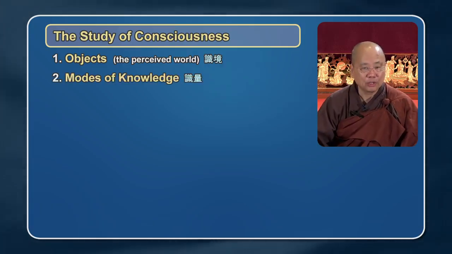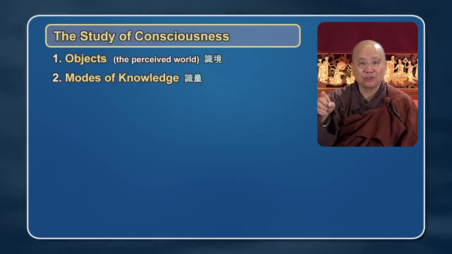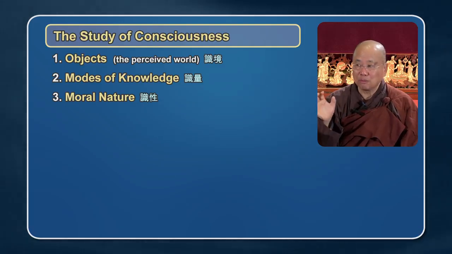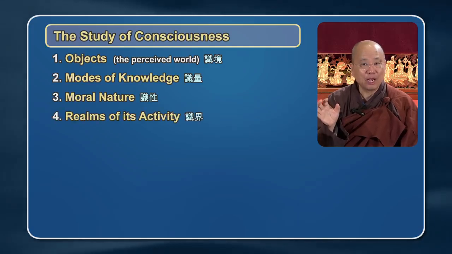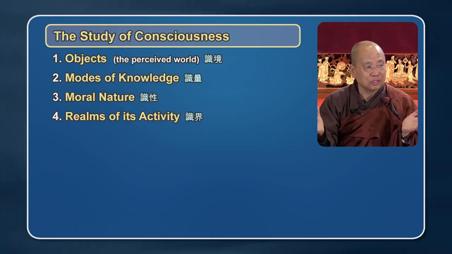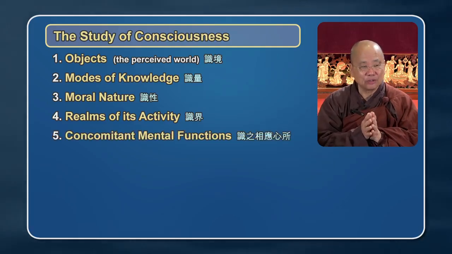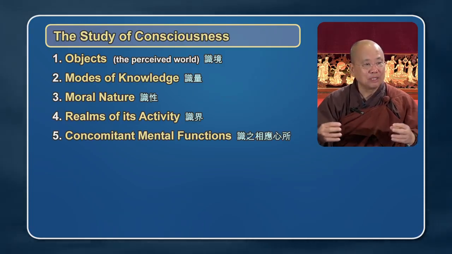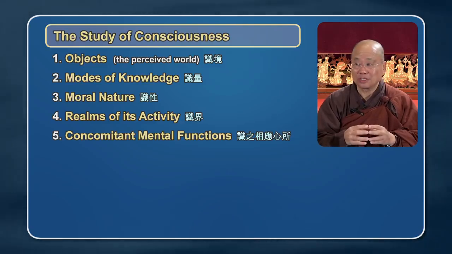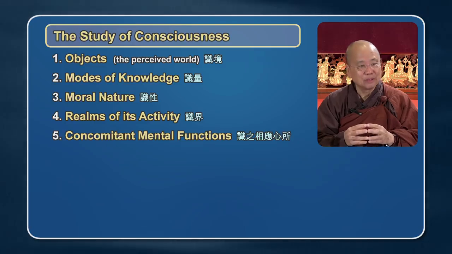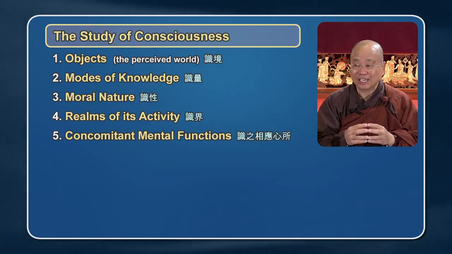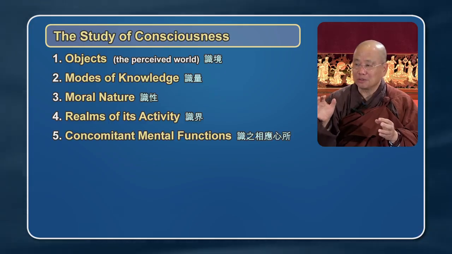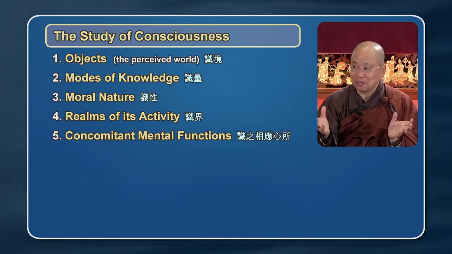The second is modes of knowledge. How does each consciousness get to know externalities? And moral nature: wholesome, unwholesome, neutral. What's the moral nature of each consciousness? Realms of its activity. Where is each consciousness active? Concomitant mental functions. Each consciousness has concomitant mental functions simultaneously following it, not just the consciousness itself. We have been giving an analogy saying that each consciousness is like a king, and the king has all the ministers helping it to perform. So these are the ministers, and there are 56 ministers.